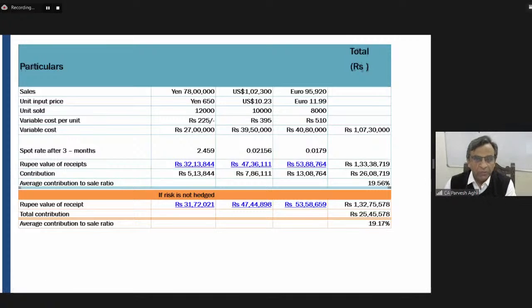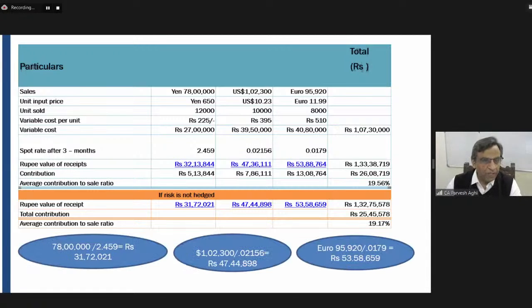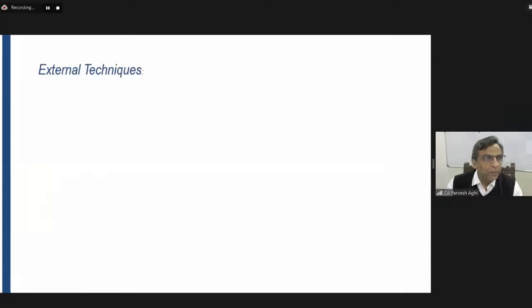So that means where he was making more money, by taking a forward cover or by not taking a forward cover. By leaving the exposure uncovered, his overall contribution has fallen from 19.56 to 19.17. So that means he should go for a forward cover. Okay, so this is how we have calculated the values at the forward as against the spot rate prevailing after 3 months. I'll show you the detailed calculation now, how it has been done.